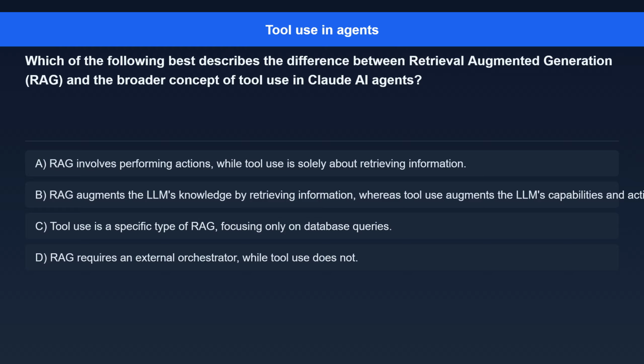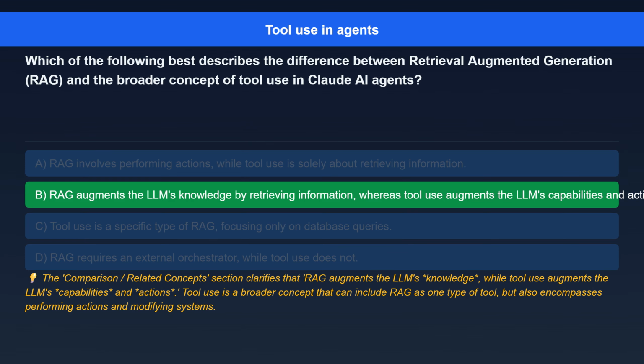Option C. Tool use is a specific type of RAG, focusing only on database queries. Option D. RAG requires an external orchestrator, while tool use does not. The correct answer is RAG augments the LLM's knowledge by retrieving information, whereas tool use augments the LLM's capabilities and actions in the external world.